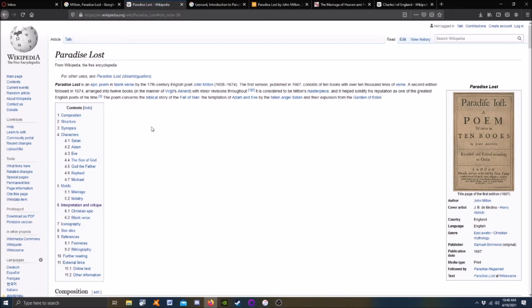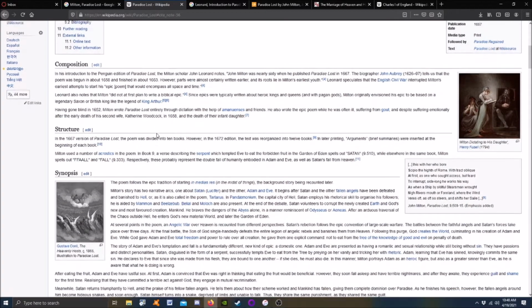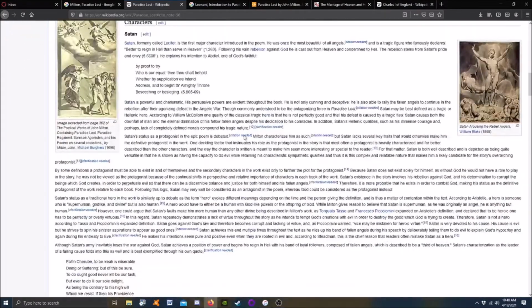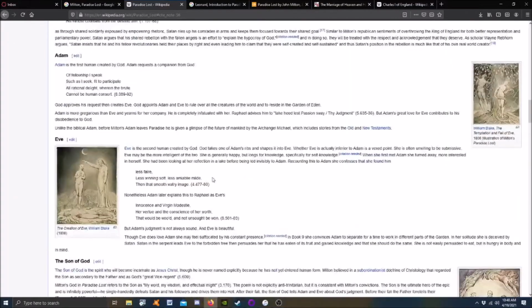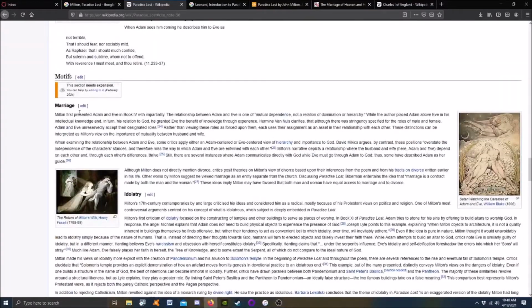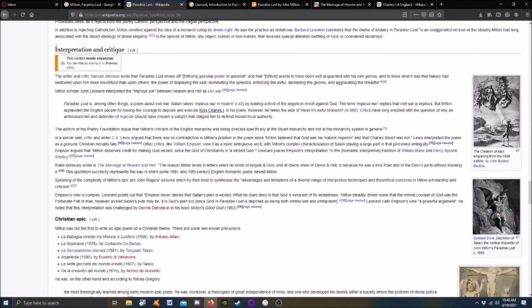We get this brief description, and then we already have the table of contents. We have all of the characters. We have the plot synopsis in case we need to review that. We have each of the characters described and explained here. We also scroll a little farther down and we get the motifs, the big themes, and the big symbols that we see over and over again. And very importantly, we have the interpretation and critique, which is the center of what we should be looking for here in our Wikipedia page.